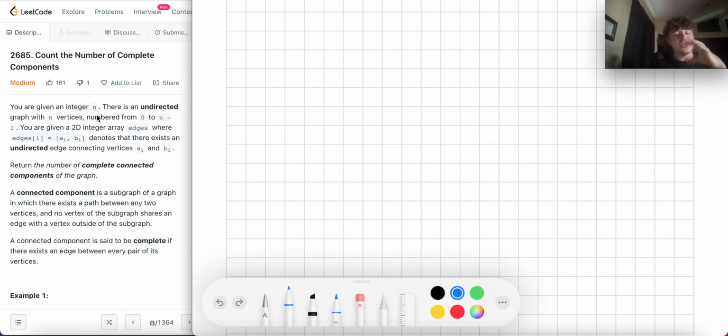Okay, so you're given an integer n. Sweet. Exactly what I wanted for Christmas. There is an undirected graph with n vertices numbered from 0 to n minus 1.